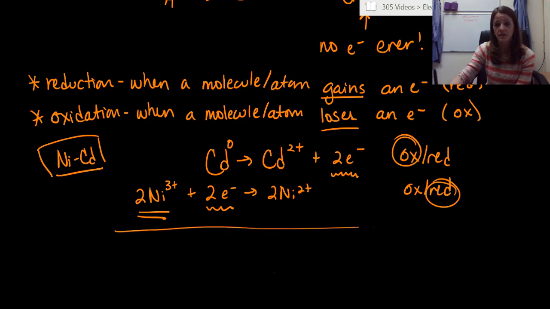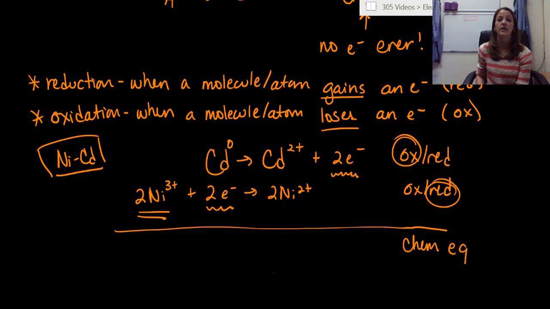So now once you have done this part, what you can do is add together your oxidation half reaction and your reduction half reaction to get your chemical equation. The first thing you have to do is make sure that those electrons cancel out. So I see 2 electrons on my product side, 2 electrons on my reactant side. They definitely cancel out, and now I can continue on. Now I'll check my cadmiums. I go from cadmium 0 to cadmium 2 plus. Not the same thing. I can't cancel them out.